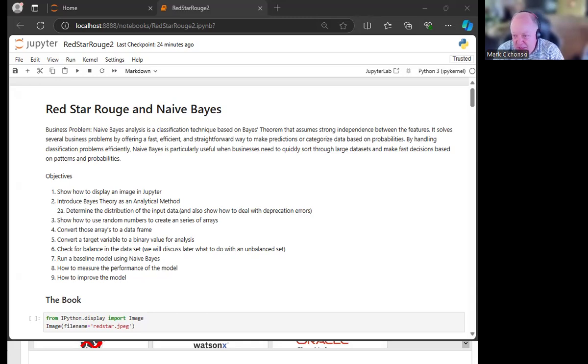So the objectives today are to show how to display an image in the Jupyter Notebook, to introduce Bayes theory as an analytical method. We're actually going to skip over the distribution part. I'm going to cover that in a later video. I'm going to show you how to use random numbers to create a series of arrays, convert those arrays into a data frame, convert that target variable to a binary value for analysis, and check for balance in the data set. And again, in a later video, we'll show what to do with an unbalanced data set. We'll run a baseline model using naive Bayes. We'll show how to measure the performance of that model and then how to improve the model.